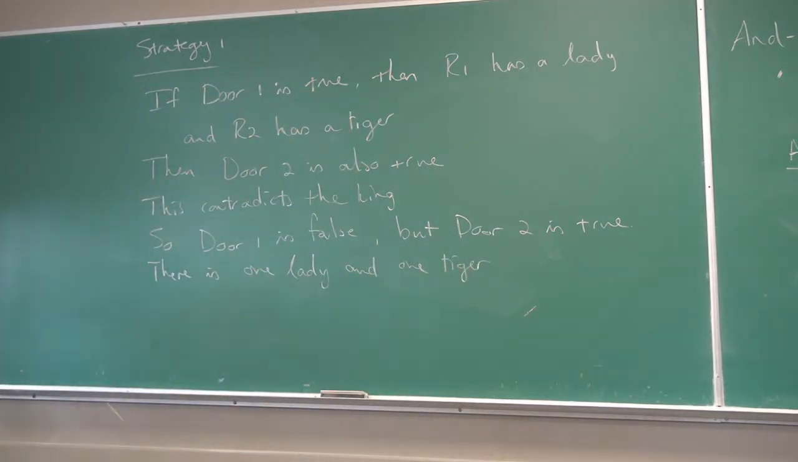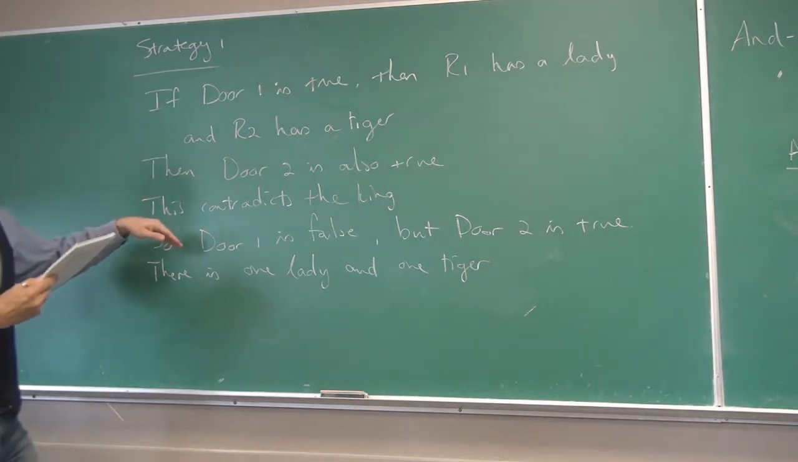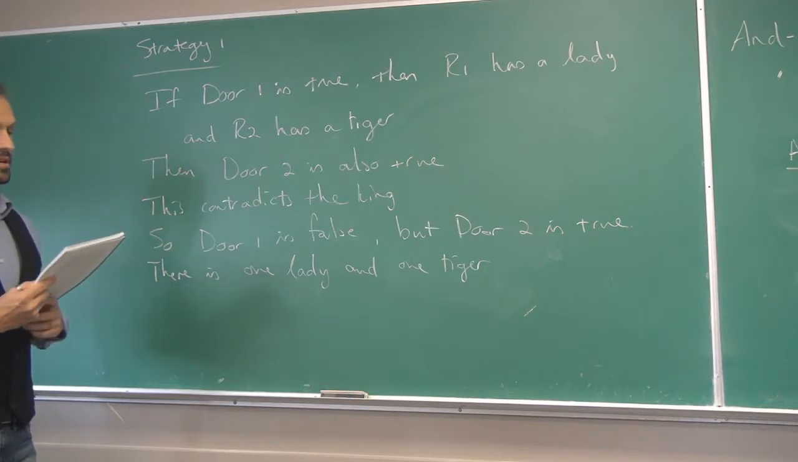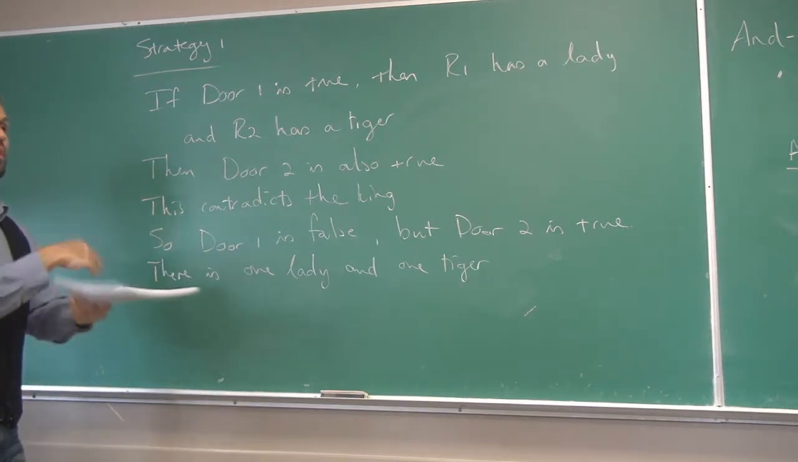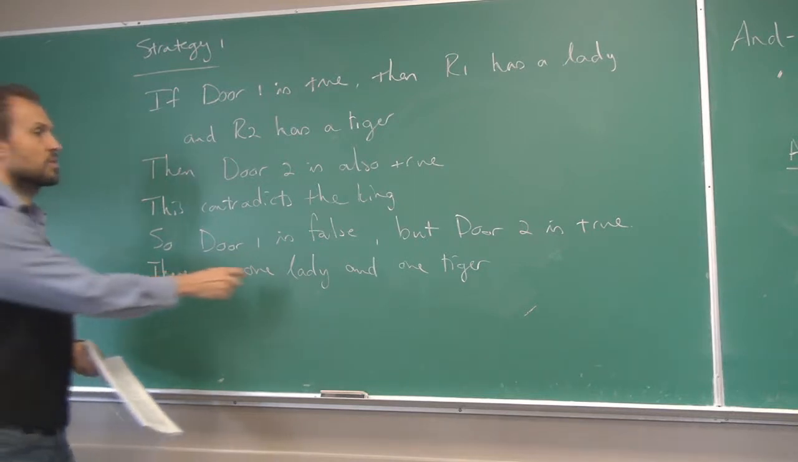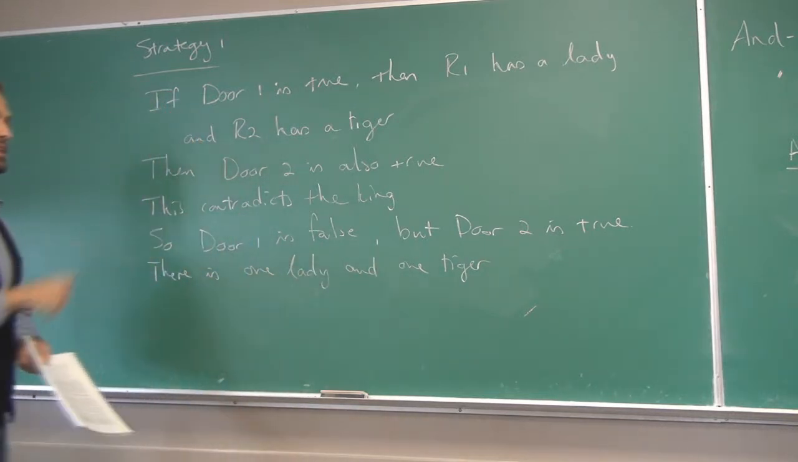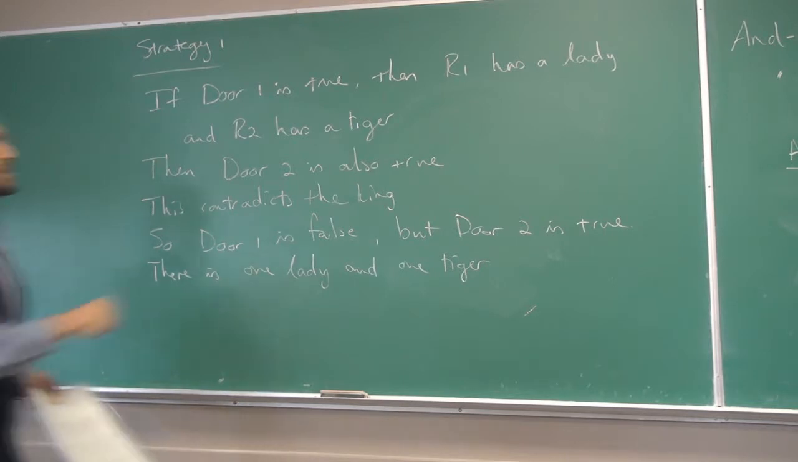But remember, door 1 is false. So with one lady and one tiger, it can't be what door 1 says. Door 1 says, in this room there's a lady, room 1, and in the other room there's a tiger. That can't be what's happening. So the opposite has to happen. And with only one lady and one tiger, it just has to flip around. I'll squeeze it in here.